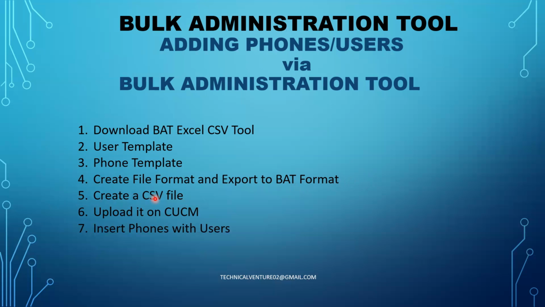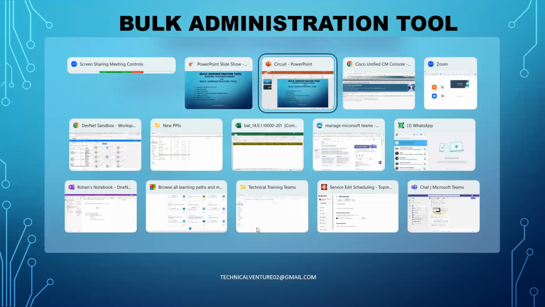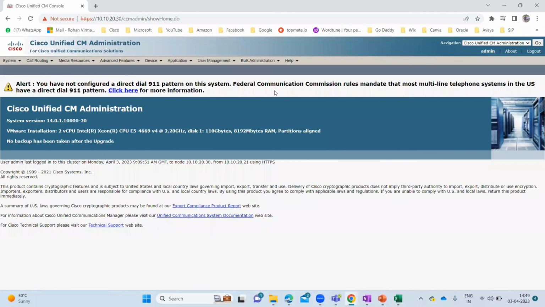Then after creating that CSV file, you need to upload that file on CUCM, and then go to the phones and users page, and under that you will be able to see insert phones with users. There you can upload that CSV file, select the user template, select the phone template, and then you can run it immediately. Then it will run that BAT job. So now let me log in on my CUCM and I'll show you how we can perform all these steps.